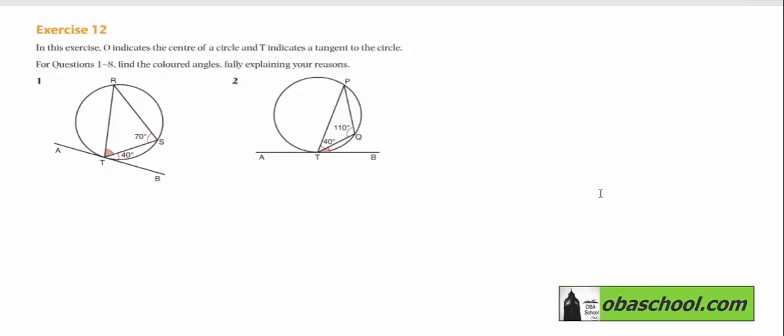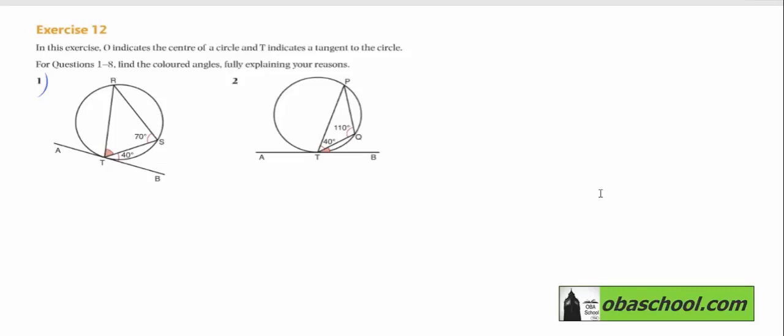And so for now, we're going to start with question number 1, where we have this example. We can see the point T that indicates a tangent, and we need to find the measurement of the angle RTS. So in order to find the measurement of that angle, RTS, we're going to have to go through a certain procedure.